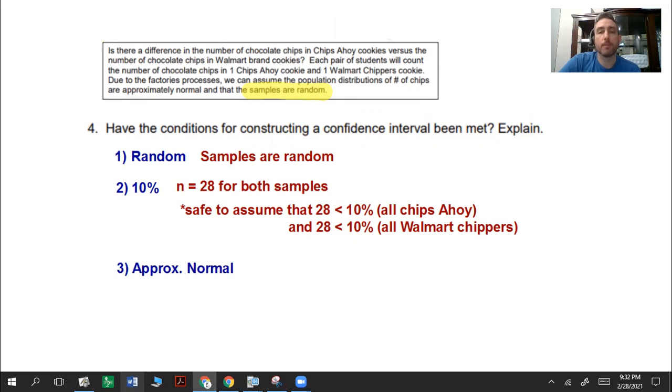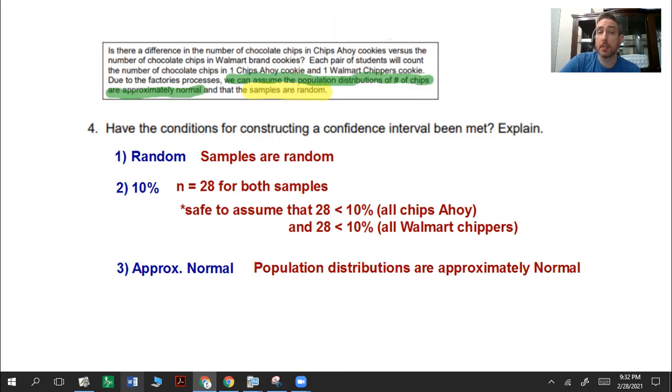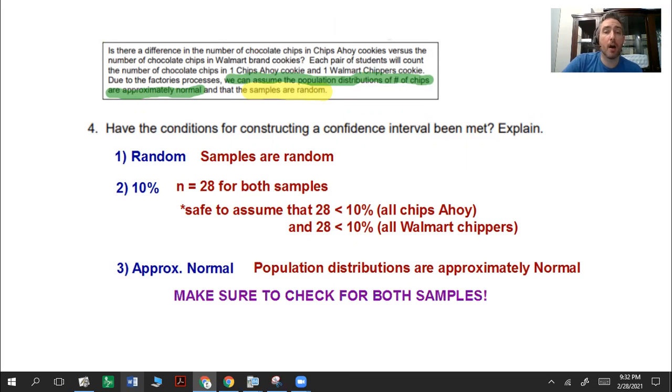What about approximately normal? In this case, it says the population distributions of the number of chips are approximately normal. So we actually were given that. So that's all we need to say. We just jot that down and we move on. Make sure we check all that for both samples. So we don't just say population distribution. Population distributions, use those plurals and write them both down so you're getting credit for checking both conditions.